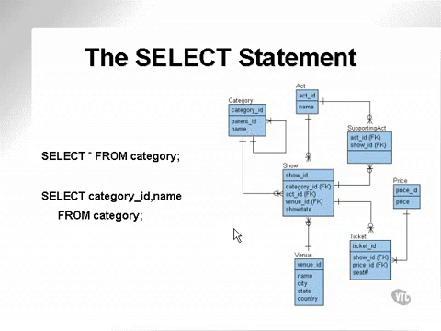Here are two very simple example select statements. Select star from category. Go to the category table and select all the data, all the columns and all the rows from the category table and display it. The second one simply retrieves two of the columns. So we're retrieving the category ID and the name column, and we're leaving out the parent column. Let's try those.